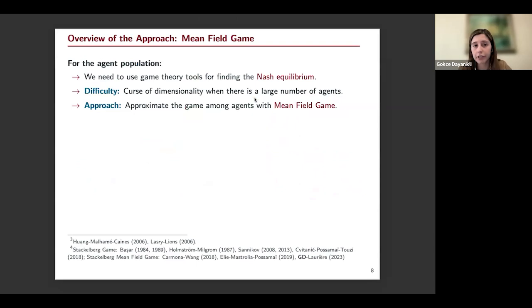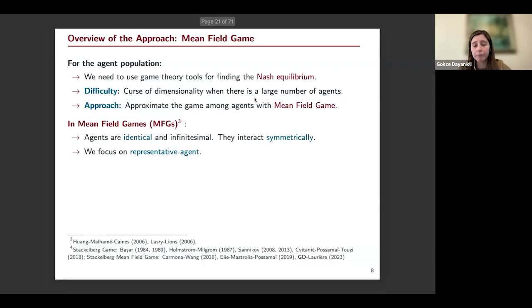So at this point, we are coming to the question of how can we find a Nash equilibrium in large populations? Again, we have many experts here, but for the general audience, what we can do is approximate this game among the large number of agents by using some kind of mean field approximation. Since we have a non-cooperative game, basically we are going to be looking at a mean field game.